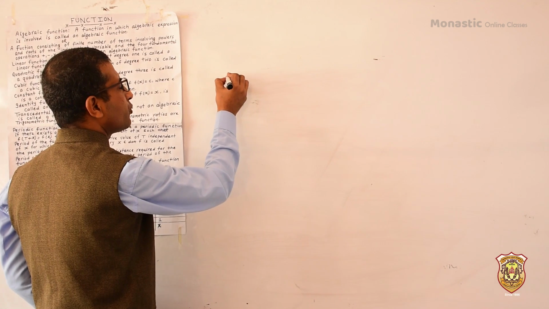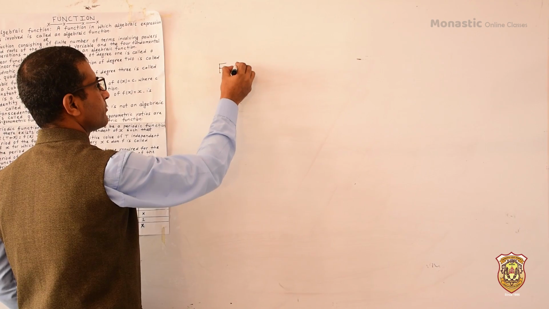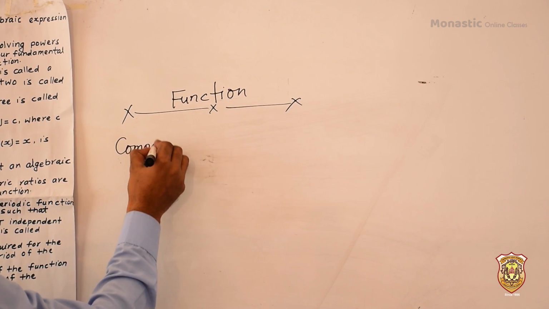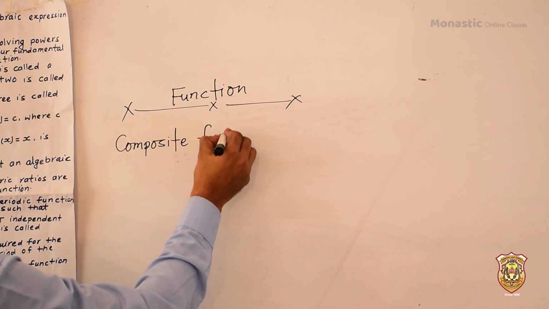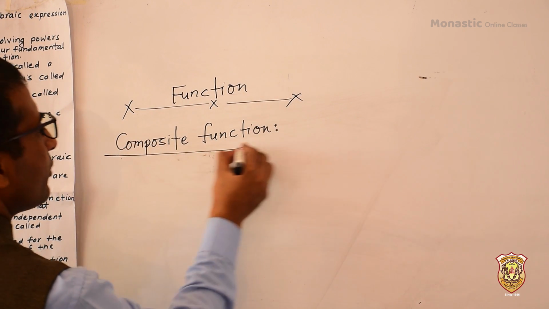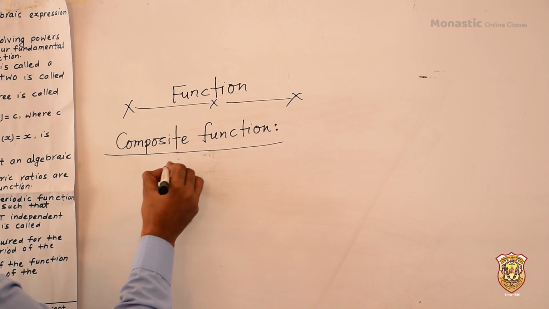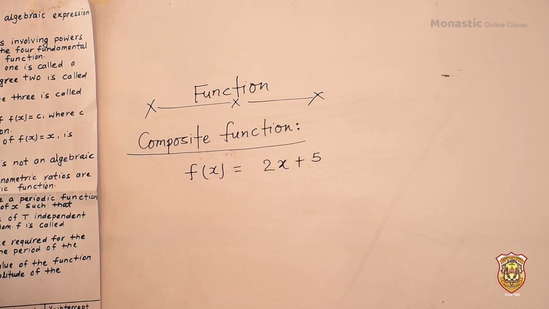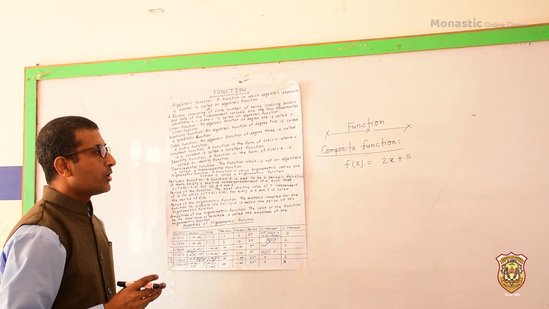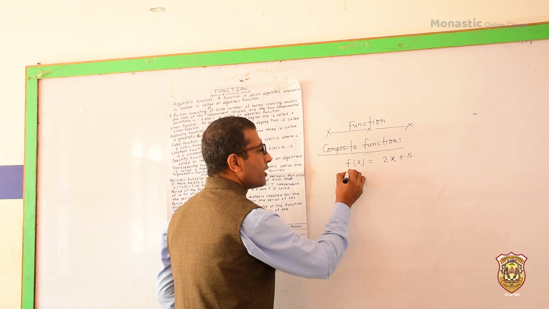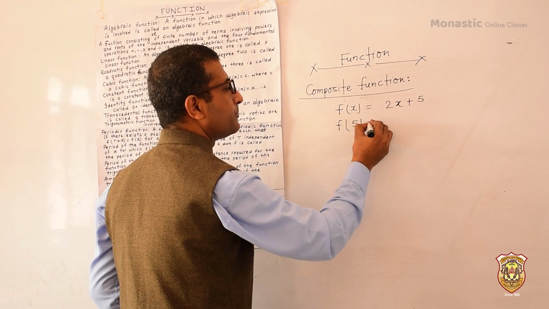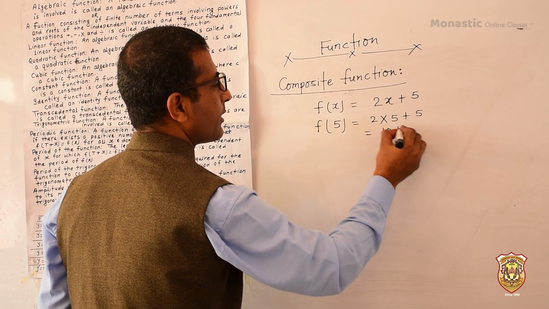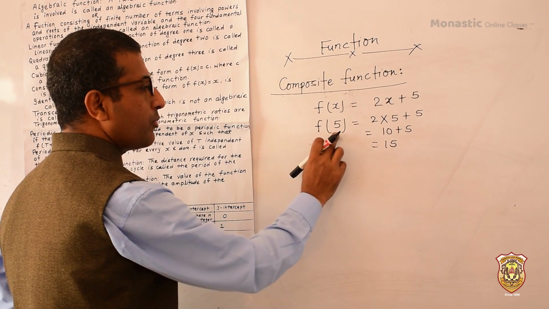We have to learn 3 important things in the function. First one is the composite function. Before going to the definition, we will understand the meaning of this with an example. You can see f(x) is 2x plus 5. If we substitute the value of x with 5, wherever there is x, we have to substitute it with 5. 10 plus 5, that is 15. That is, f(5) is 15.